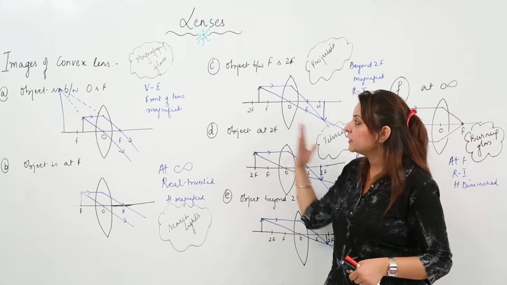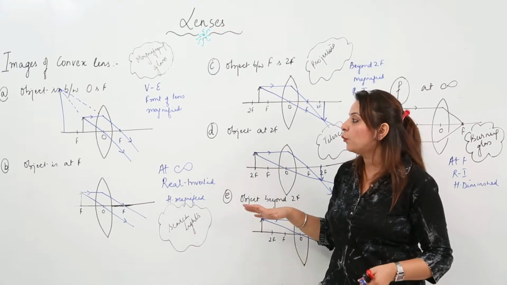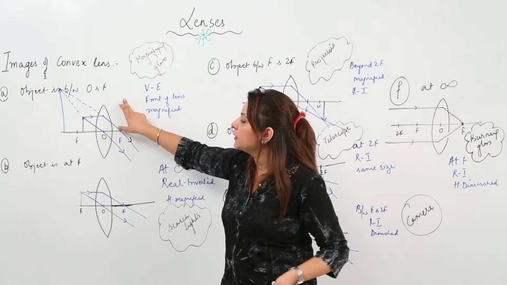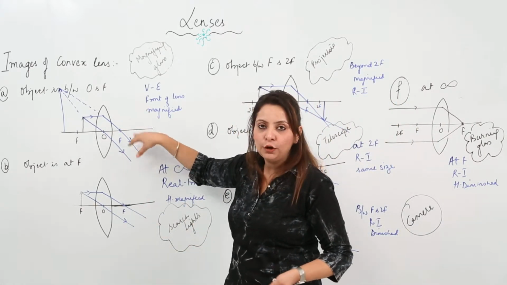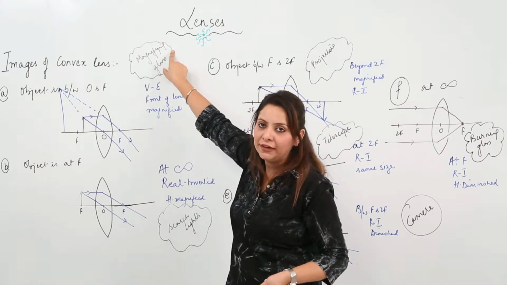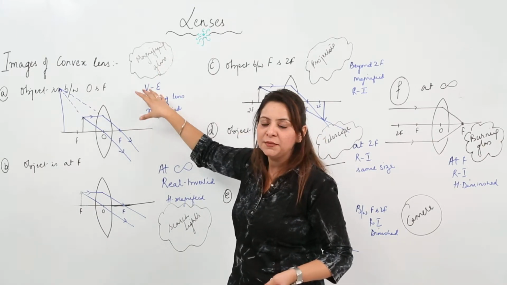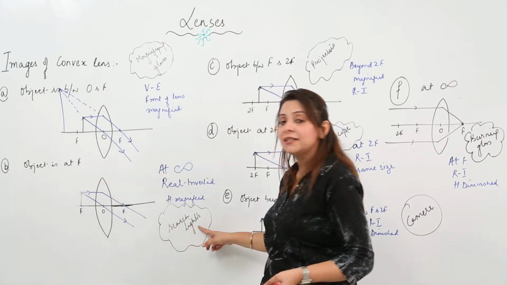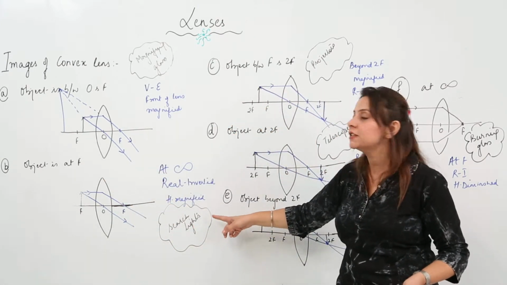Now we'll see how to make these images, and where these images are actually being used. See, the first case, the object between O and F, this kind of ray diagram, is used in a magnifying glass. And when the object is at F, it is used in searchlights. This kind of image is formed in searchlights.